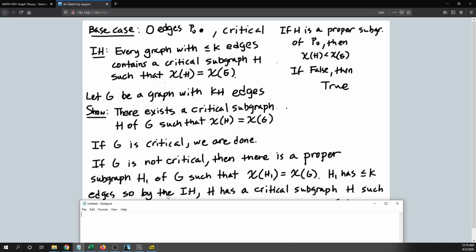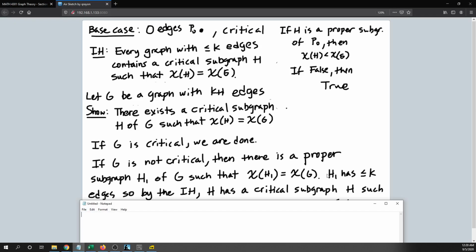The one flaw in there is it could be missing an isolated vertex. If you throw out an isolated vertex, there's no edges that get thrown out. So that would mean that H1 still might have K plus 1 edges in there, and that would mess up our argument by induction. But as far as colorings go, the isolated vertex is not really going to mean anything because it doesn't have an edge to any other vertex. So we can just throw out those isolated vertices. It's not going to change the chromatic number at all.